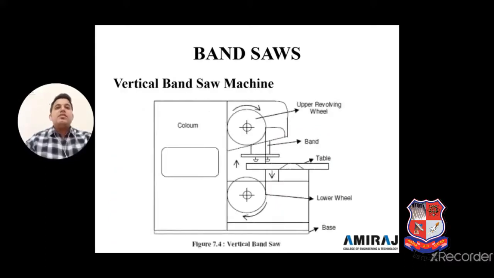Next, it is also divided into specific categories. First one is the vertical band saw machine. You can observe here, you have to draw this figure if they ask in detail in the exam. First is the column, then two revolving wheels, one upper revolving wheel and the second the lower revolving wheel. The table is there, the band is there, and this is the base. The blade is here. The blade will be rotated clockwise or anti-clockwise, depending on the operation and the teeth on the particular blade.